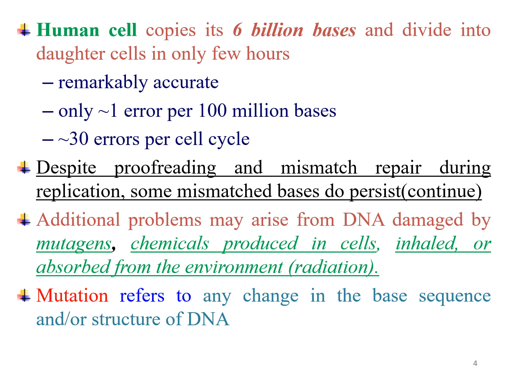Despite the proofreading and mismatch repair during replication, some mismatched bases do persist, and hidden errors may be associated with DNA repair. Additional problems may arise from DNA damaged by mutagens, chemicals produced in a cell, inhaled or absorbed from the environment, or radiation.